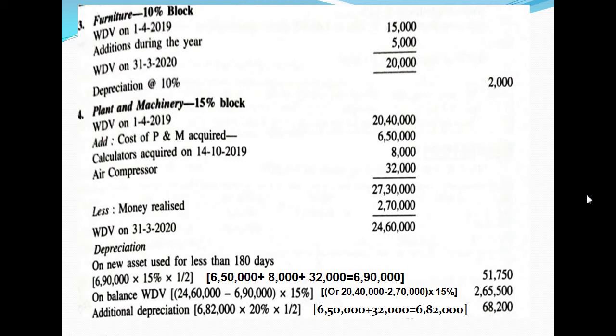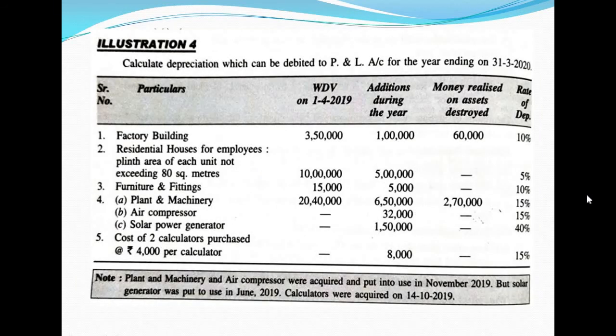So listen here carefully. Under the plant and machinery block, there are 3 new assets which have been acquired. The first one is plant and machinery for rupees 6 lakhs 50,000, then calculator for rupees 8,000, and air compressor for rupees 32,000. Now if you look at the problem, it says that plant and machinery and air compressor were acquired and put into use in November 2019. So remember, it has been put into use in November 2019, and the calculators were acquired on 14/10/2019. The date on which the calculators are put into use is not given, so it will be assumed that the calculators were acquired on 14/10/2019 and put into use on 14/10/2019 itself.